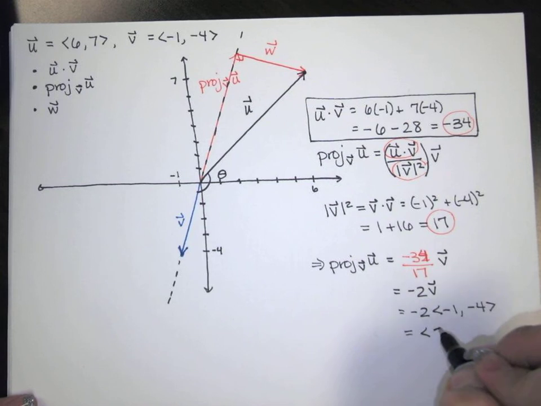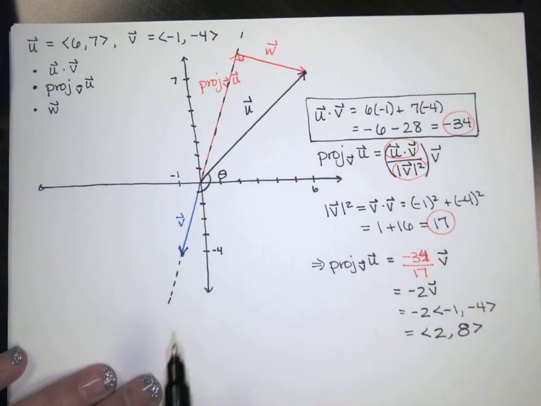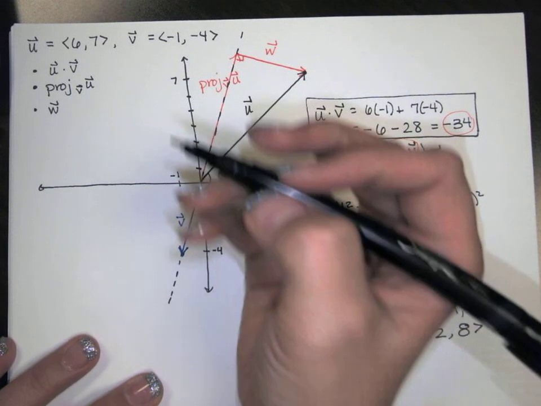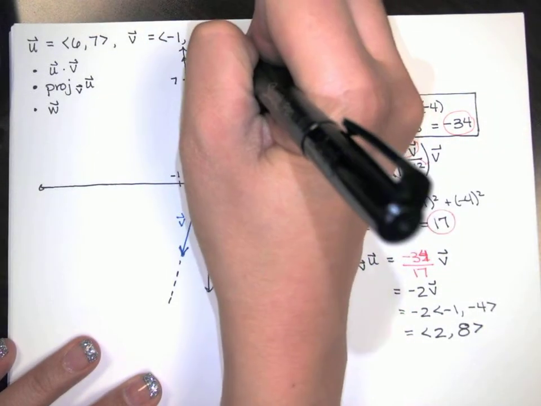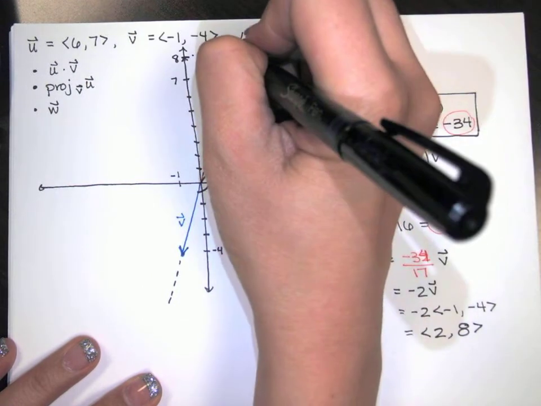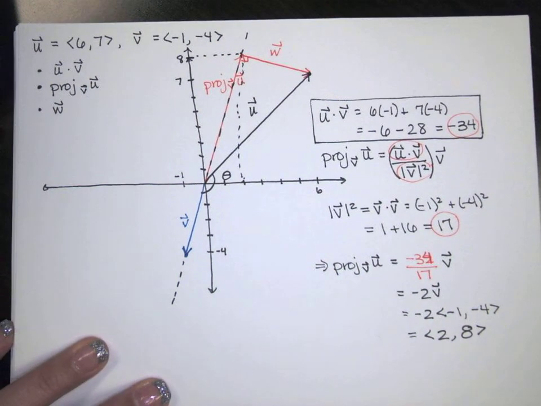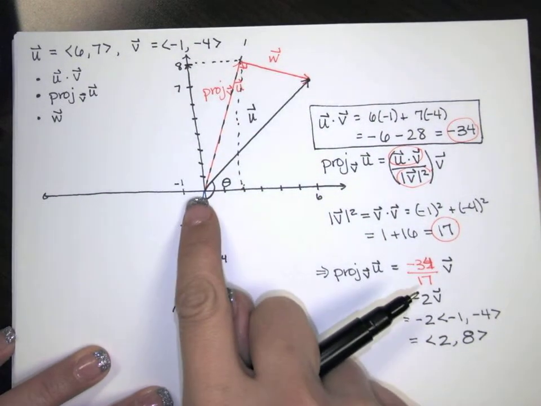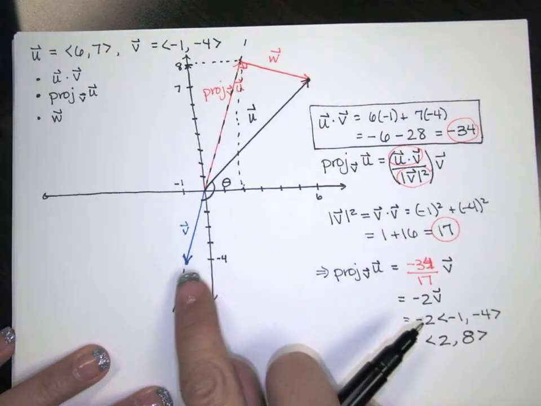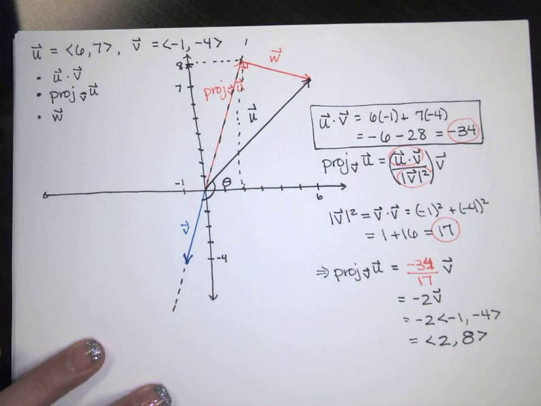Distribute component by component, like we always do with scalar multiplication. Does it look like that's 2, 8? Again, it doesn't quite look like 2, 8. I need real graph paper. It's supposed to be 2. It's not to scale, but that's the idea. We go 2 units this way and 8 units that way. It's twice the vector v, and that gives us the projection of u onto v.